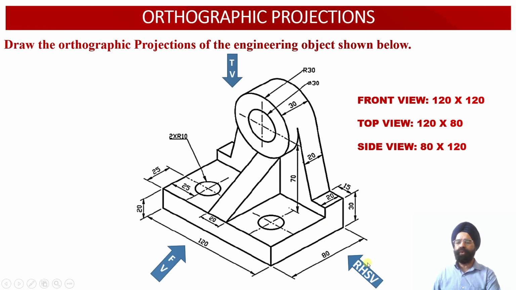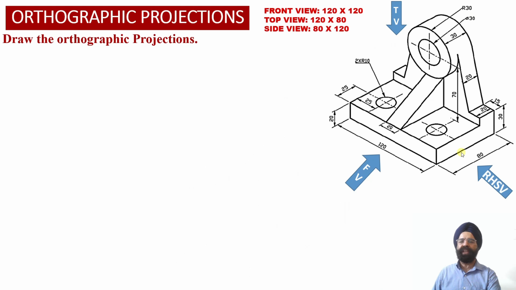Similarly, when we are going to look at the solid from the right hand side view orientation, we observe that the depth of the solid is equal to 80 millimeter, while the height of the solid happens to be equal to 120 millimeter. So the side view face of the solid is going to measure 80 millimeter by 120 millimeter. So with this information, we are required to obtain the orthographic projections of this particular object.